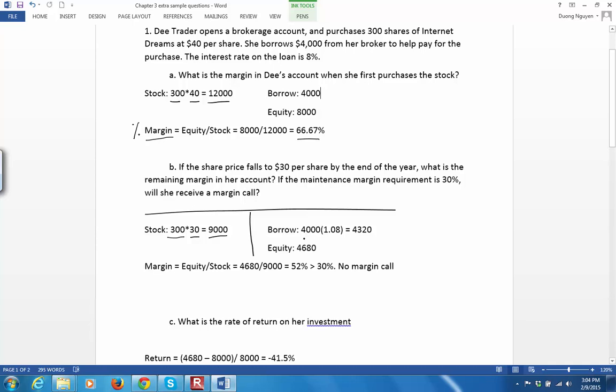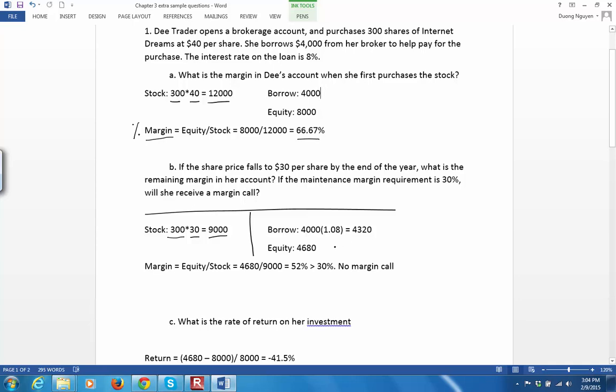Initially she borrowed $4,000, but because the interest rate is 8%, after 1 year the amount of money she borrowed would be 4,000 times 1.08, which is 4320. 4320 is both principal and the interest that she has to pay to the broker.